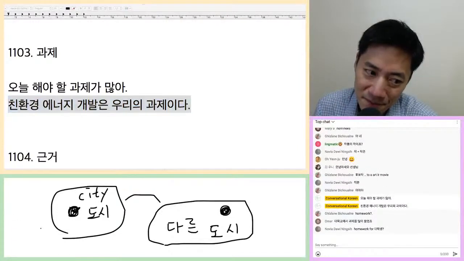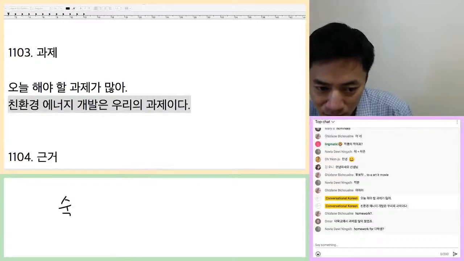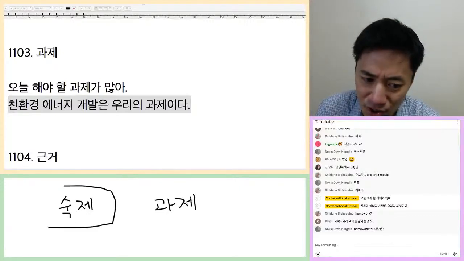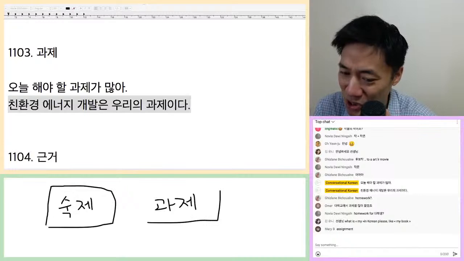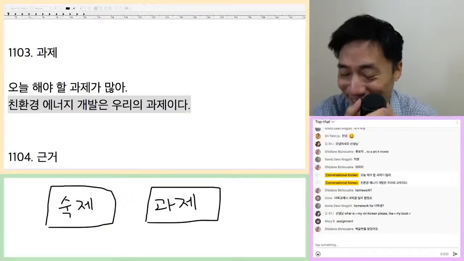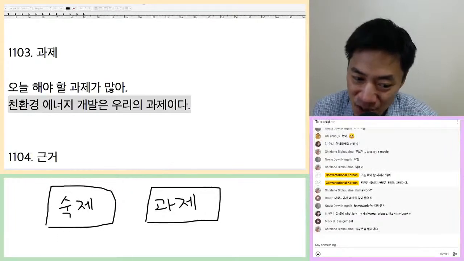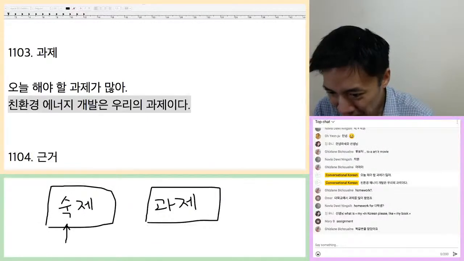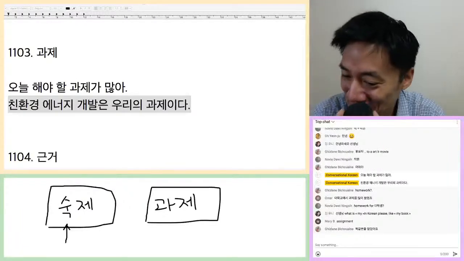The nuance is a little different between 숙제 and 과제. 숙제 is more likely used in elementary school, and 과제 is more likely used in universities. Simply, just simply. I'm familiar with the word 숙제, so personally I usually just use 숙제, but it doesn't really matter. The nuance is different. Assignment, yeah, 과제 is like assignment. That's right, that's the word I forgot. Thank you, Mary Bin-nim.